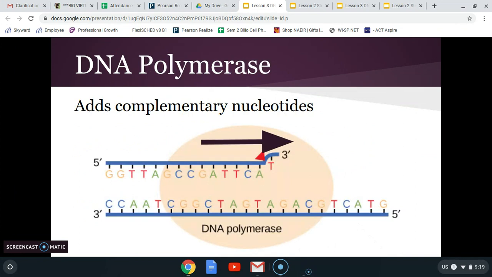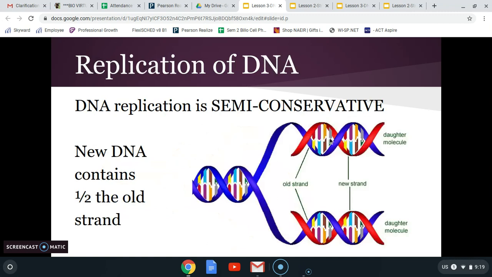DNA polymerase, on the other hand, that matters. It can only build from 5' to 3'. So note the direction that this polymerase molecule has to move in to build this complementary strand. It has to begin here and build in this direction. Now that's going to be important in terms of how it deals with that replication fork later on.